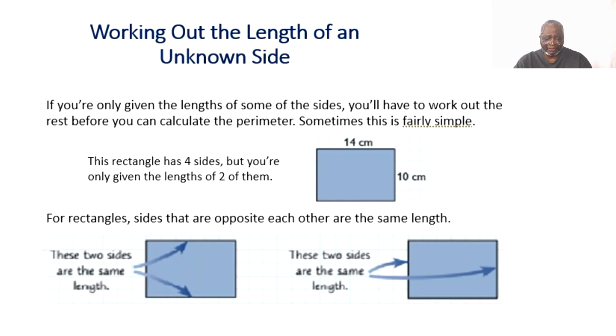Working out the length of an unknown side. If you're only given the length of some of the sides, you'll have to work out the rest before you can calculate the perimeter. Sometimes this is fairly simple, because if you know your shapes, then you will know their characteristics. For example, in this case, the rectangle has 4 sides, but you're only given the length of 2 of them. But you can easily find the other length. Why? Because in rectangles, we know that opposite sides are equal. So once you know that, use the measurement of one side on the opposite sides, and then you add them together.